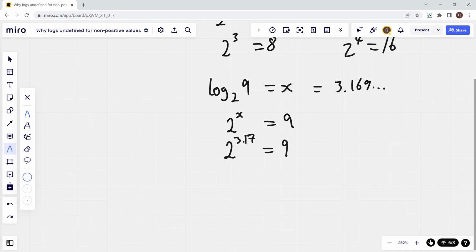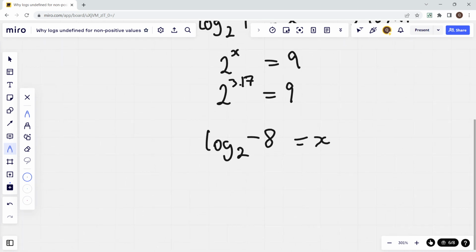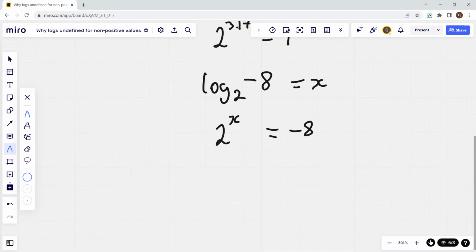But where we have a problem is if we try to find what is the log, say, base 2 of some negative number, let's say negative 8. This is problematic because now what we're asking is 2 to the power of what gives us negative 8. So we already know that 2 to the power of 3 is equal to 8, not negative 8. And we could increase that to get to 9 for the example we did, 2 to the power 3 point something. We could decrease 3 a little bit to get it to 7 or anything less.